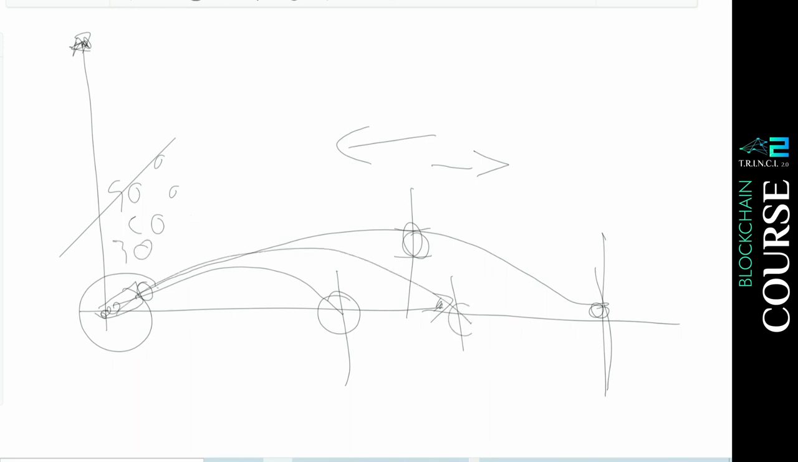I still haven't hit the target. So I divide the 30 and the 20 and I fire at 25. And in the end, I hit the target. This is the Newton method.